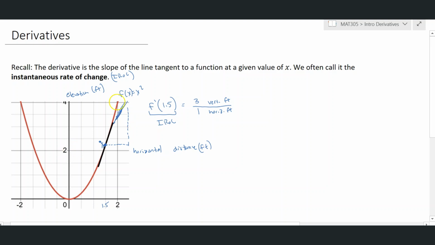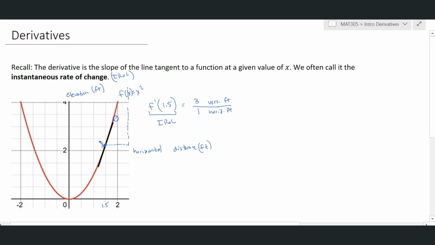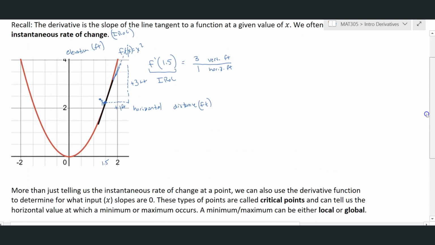oh, I'm sorry, here we are at 3. So it would actually be a little bit higher. It would be about up there, right? And that would be, hypothetically, if we continued traveling at that same rise to run ratio, then we would increase our horizontal distance by 1, and we would increase our vertical distance by 3 feet. Okay, so that's one way we might be able to visualize what's going on here.